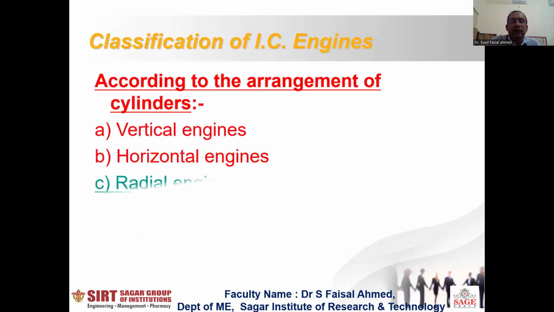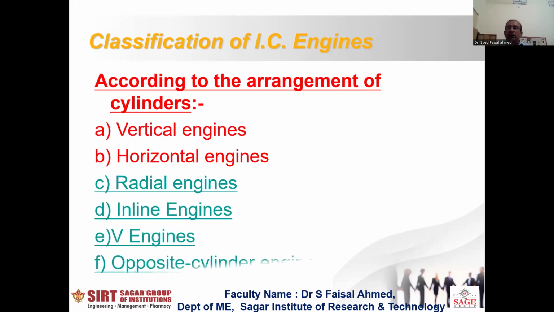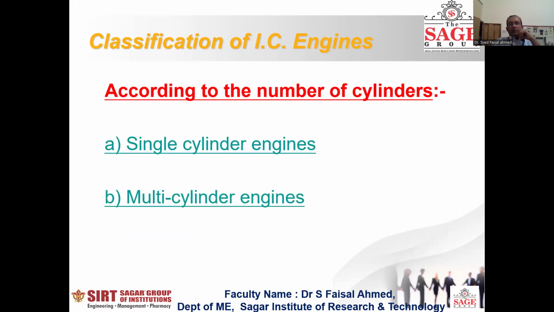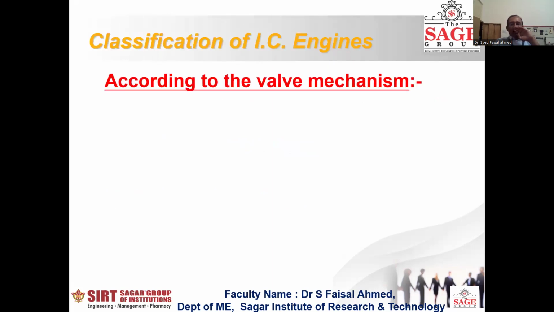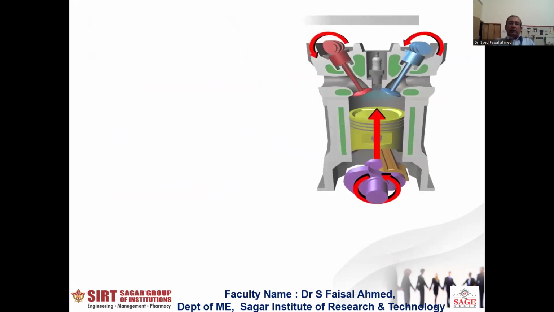According to the arrangement of cylinders: vertical engine, horizontal engine, radial engine, inline engine, V-engine. These are also other methods by which an engine is classified. Then according to the number of cylinders: single cylinder engine, like the one used in scooters, Activa and Scooty, and multi-cylinder engine, like in a car. We also have classification of IC engines according to the valve mechanism: overhead valve engine, single head valve.